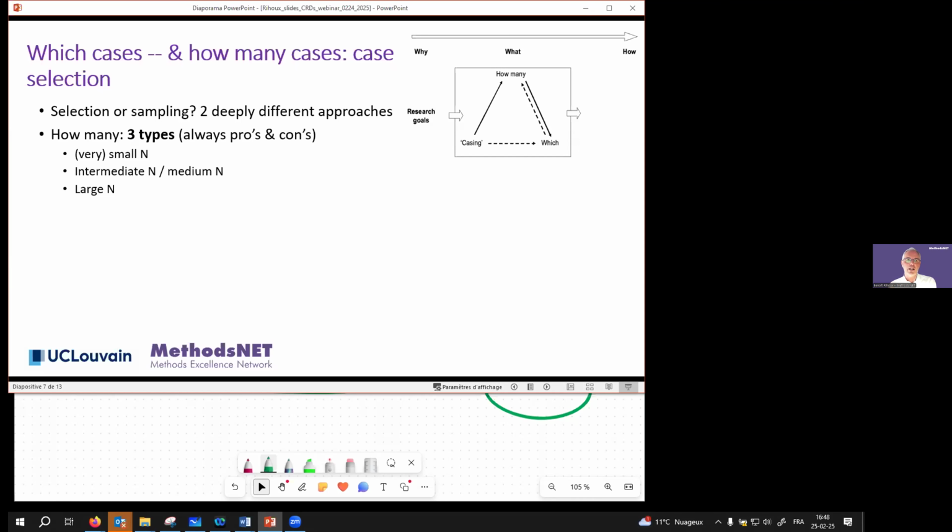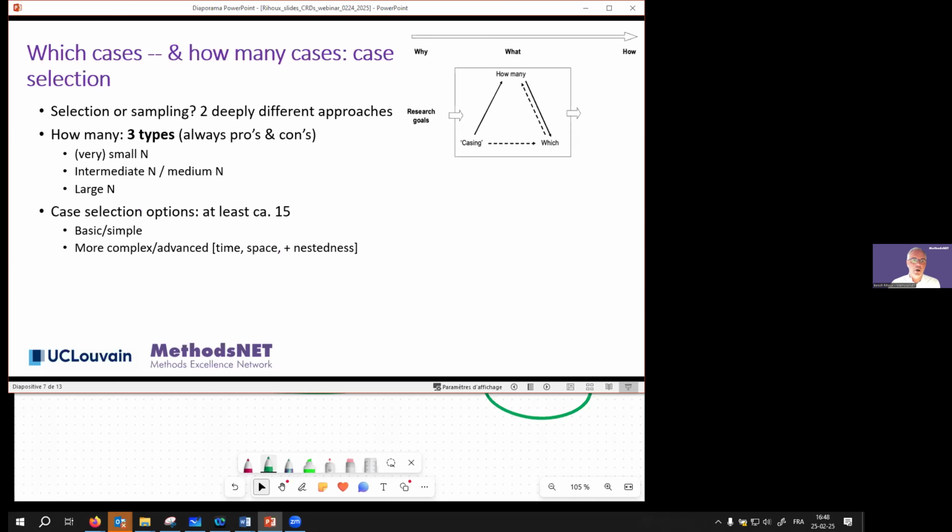So 3 strategies are possible: very small n, intermediate n, or larger n. There's no clear boundary, but I would say from my part somewhere in between 10 or 12, let's say, and 50 plus, this would be medium n, and then larger n, which could go potentially from a few hundred or 100 or so plus to millions, potentially even more. But then if you go to thousands and millions, it is not case informed anymore. At least you don't have information about each and every case.